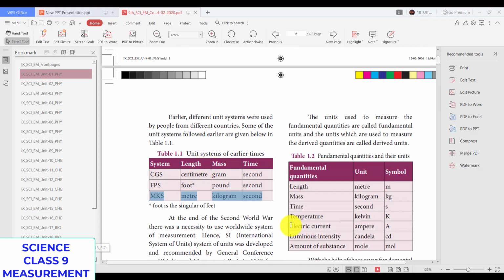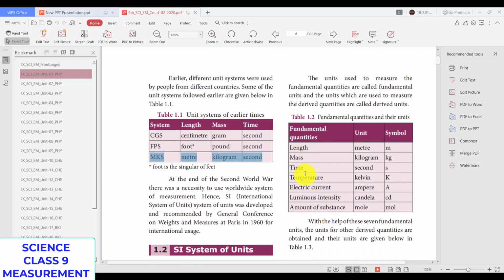Okay. Then, what are derived units? The units to measure the fundamental quantities are called fundamental units. We know very well, is it not? And the units which are used to measure the derived quantities are called derived units. See here: length, mass, time, temperature, electric current, luminous intensity, amount of substance. These are all called the basic fundamental quantities.